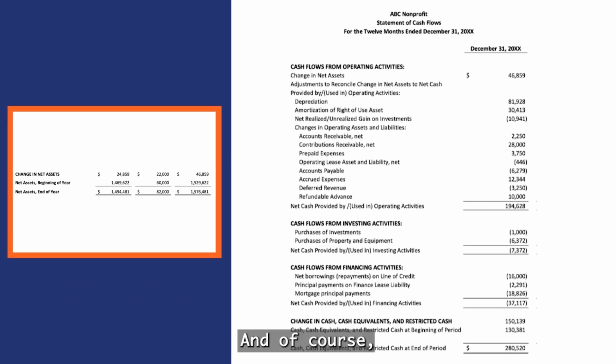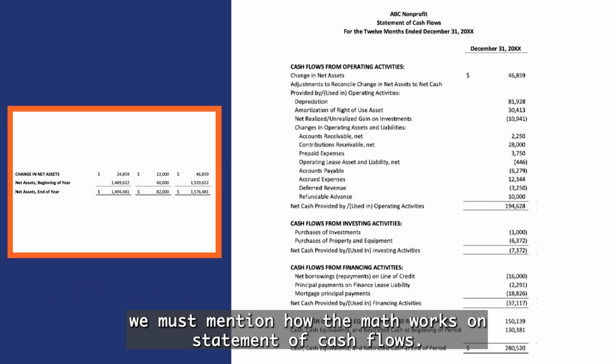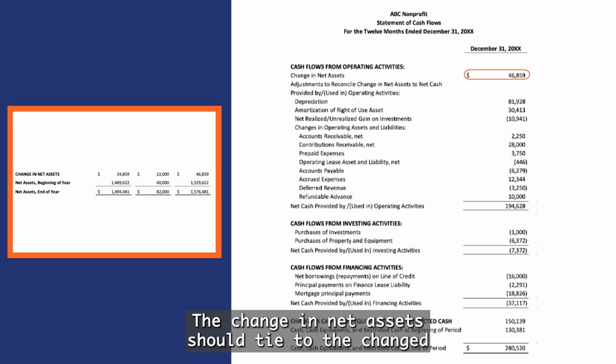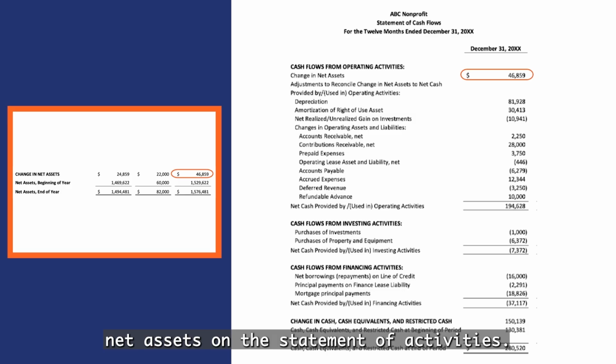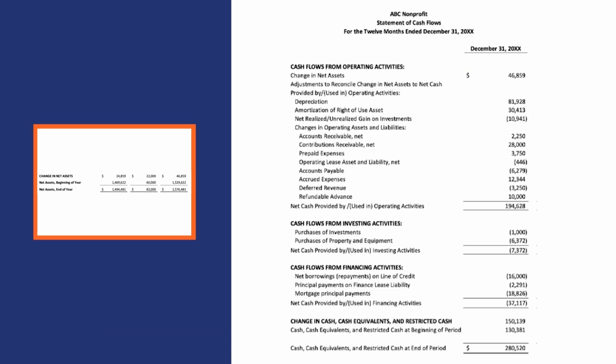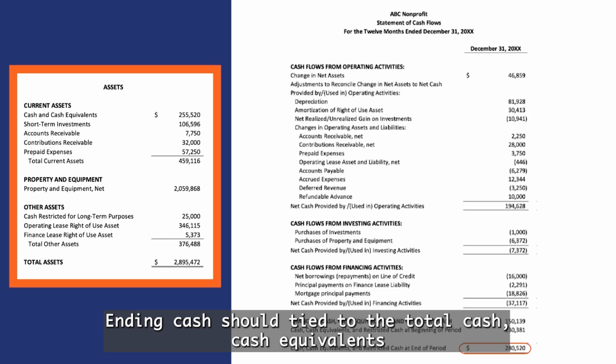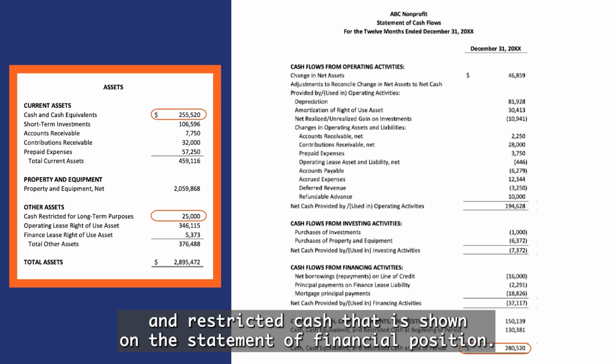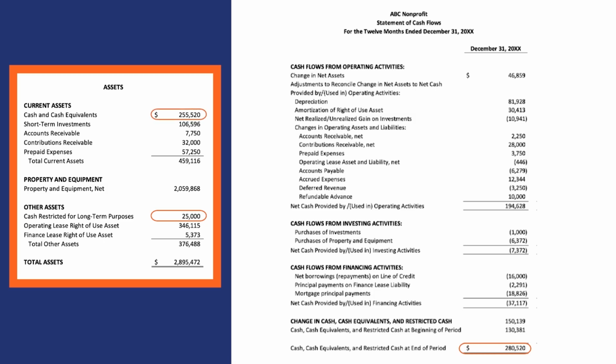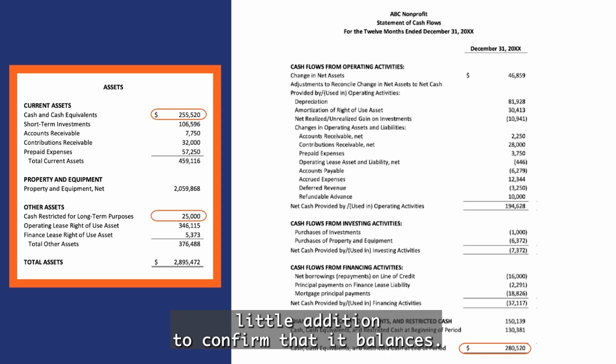And, of course, we must mention how the math works on the statement of cash flows. The change in net assets should tie to the change in net assets on the statement of activities. Ending cash should tie to the total cash, cash equivalents, and restricted cash that is shown on the statement of financial position. But you may have to perform a little addition to confirm that it balances.